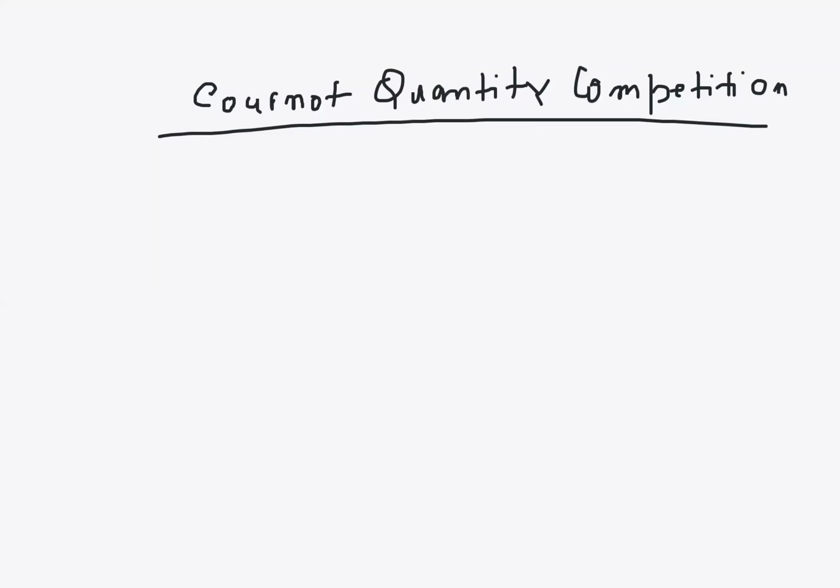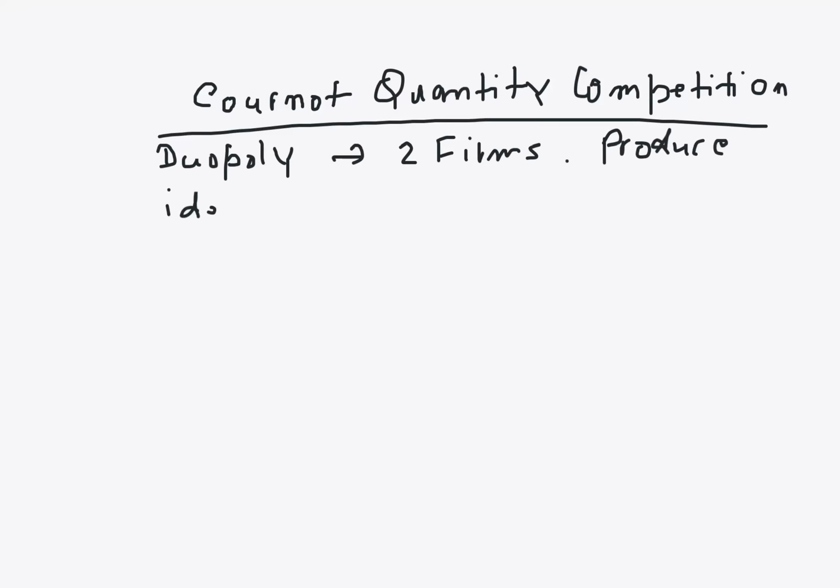So in this video, I'm going to look at Cournot quantity competition. This is a model of duopoly where there are two firms. So we have two firms in the industry. And let's assume that they produce identical goods. So both firms produce identical goods. In other words, perfect substitutes.